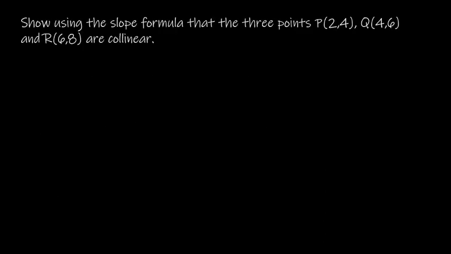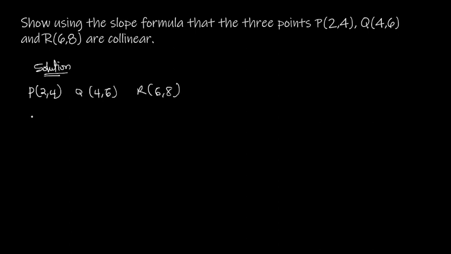Alright, so let's look at an example. We are to show, using the slope formula, that the 3 points P(2, 4), Q(4, 6), and R(6, 8) are collinear. Alright, so let's go ahead and look at the solution to this problem. They're saying we should show using the slope formula that the 3 points P, Q, R are collinear, so I have P (2, 4), my Q (4, 6), and then R (6, 8).